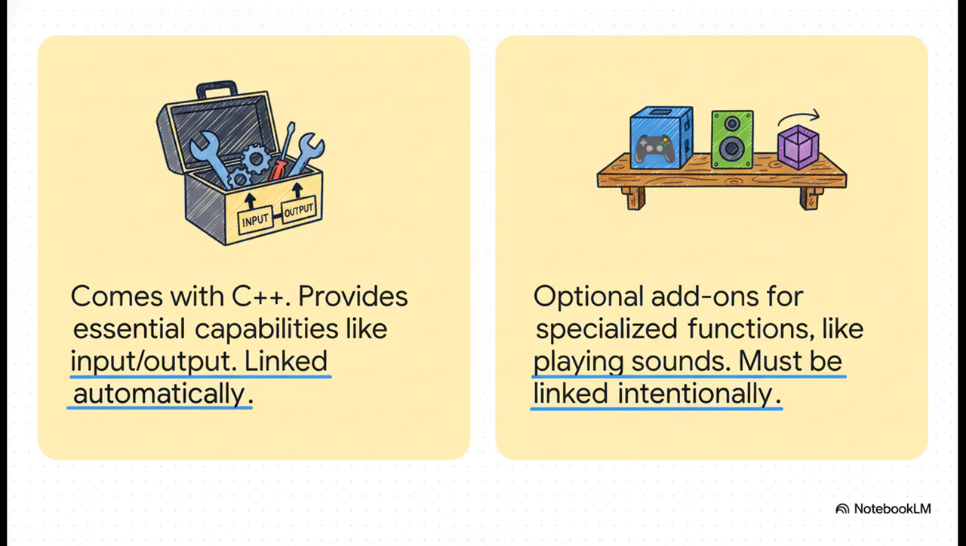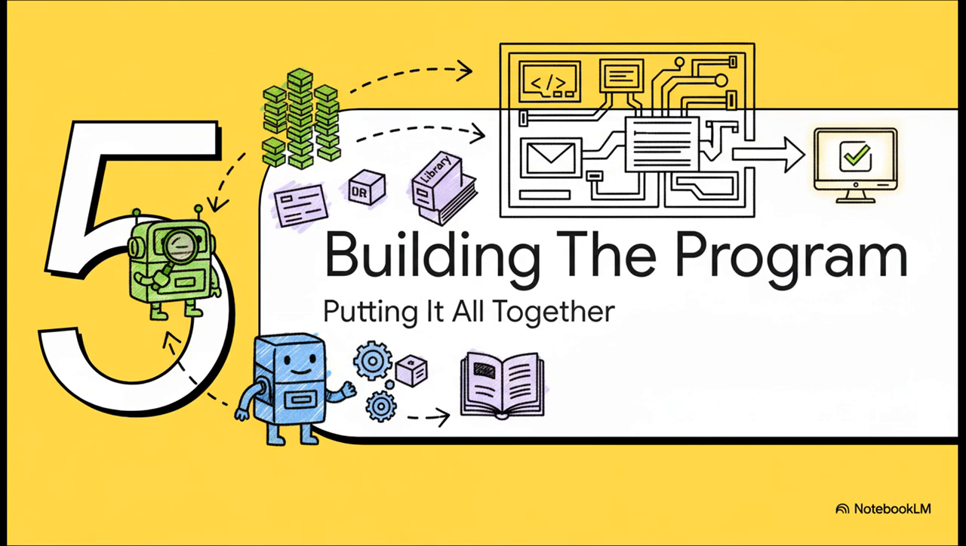Then you have third-party libraries. These are optional add-ons you can grab for more specialized tasks. You want to play sound, or maybe render complex 3D graphics? You don't build that from scratch. You find a library that does it and link it into your project. So we've met the compiler, the linker, and we know what libraries are. This entire operation, this whole factory process, actually has a name. Let's put a label on it and see what happens after the program is made.